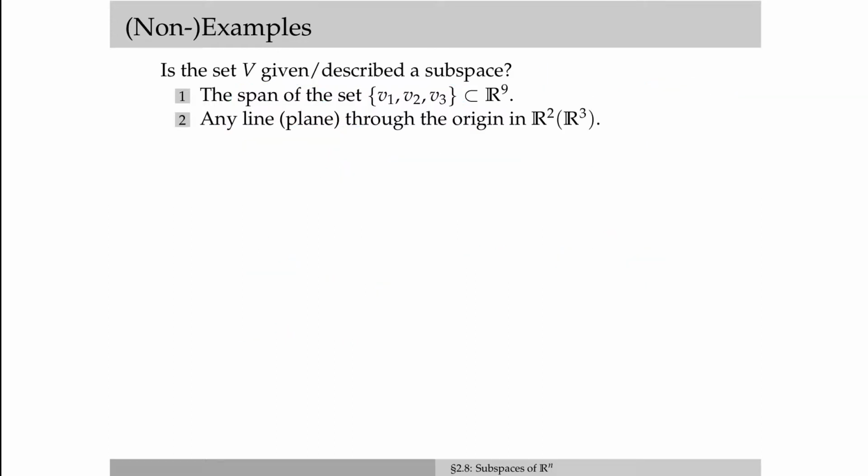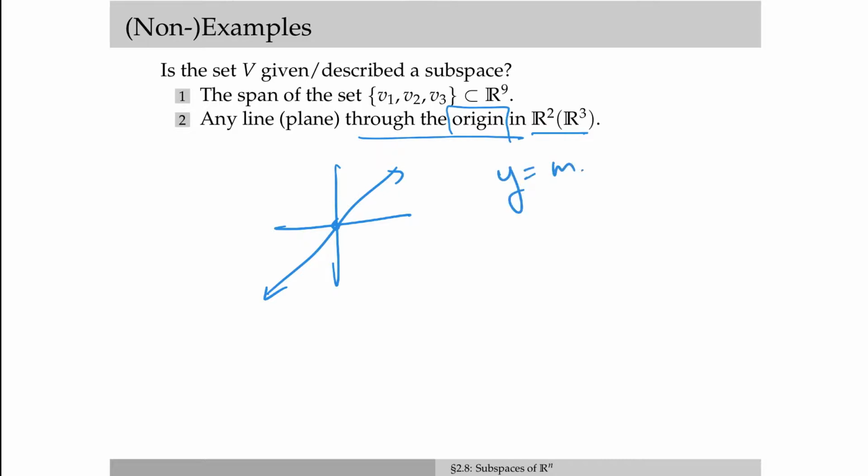Next, any line or plane through the origin, that's the key here, in R2. Is a zero vector in there? Well, yeah, it is. Now if I add up two lines, y equals m1x and y equals m2x, that's still going to pass through the origin, isn't it? So we're all good there. And if I do a scalar multiple, all I'm doing is adjusting my slope, and I still pass through the origin. So yes, that is another subspace. And you can do the same argument for a plane.